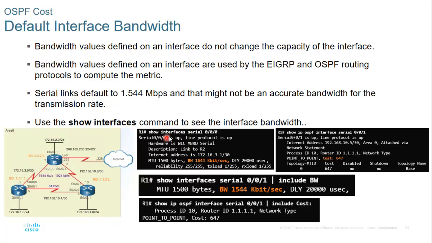So here, show interface serial 0/0/0 of R1, you'll find the bandwidth is 1544 kilobits per second. And here, you would see the interface 0/0/1 of R1. It has the bandwidth of 1544 kilobits per second. So when you do the show ip ospf interface serial 0/0/0, you're now wanting information about OSPF as well. So here you have the serial and information about the serial, and then it also has the cost, meaning that this particular interface here has the cost of 647.